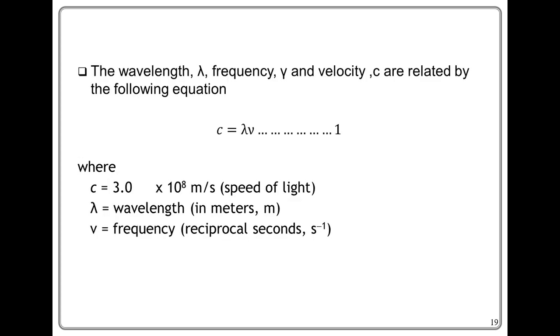So looking at the characteristics of light, the speed of light is basically the product of wavelength times frequency. The speed of light, which is given by 3 times 10 to the power 8 meters per second, is just a product of wavelength in meters and frequency in per second. So this is what you basically get.